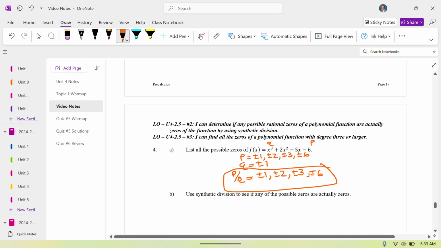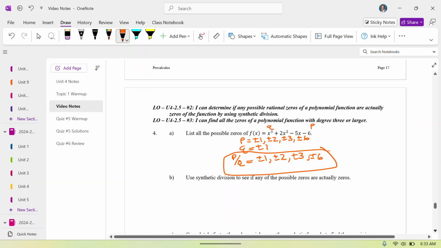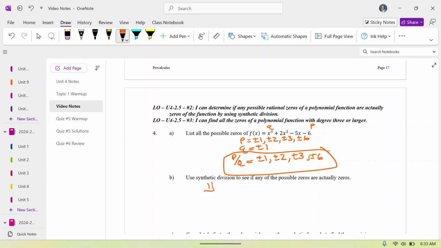So now what we do is we take from this list here and we start doing synthetic division to see if any of them are actual zeros. And remember, if they're going to be zeros, our remainder when we do synthetic division should be 0. So if I start with 1 and do synthetic division, notice, bring down the 1, multiply, add down, multiply, add down, multiply. Notice this has a remainder other than 0, so 1 does not work.